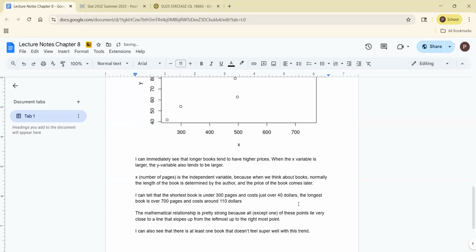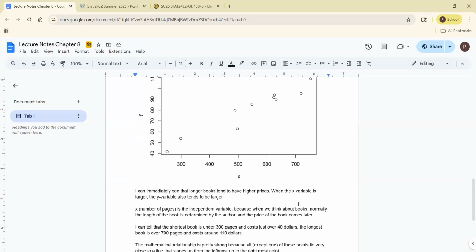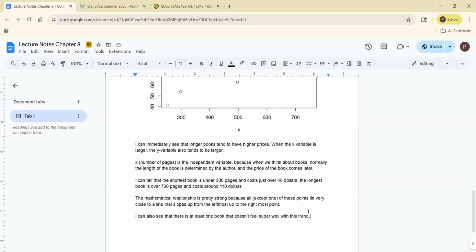So we can pull a lot of information out of a visual representation comparing two continuous variables. The scatter plot, for the most part, is the only visual you'll need to compare two continuous variables. There are some other ones, but I'm not going to get into those.